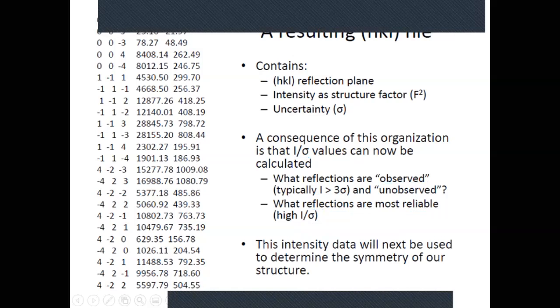Now, if you've been dozing off, it's okay. This is some dry stuff, but pay attention to the next set, because we're going to be using this intensity data to determine the symmetry of our structure. And so once we know the symmetry of our structure, we can determine some space groups for that crystal structure. So this is important. We're going to be talking about what's referred to as systematic absences.